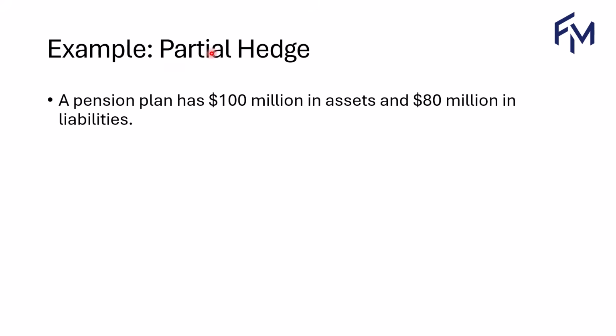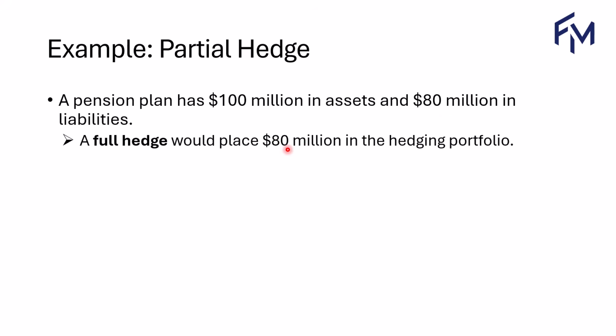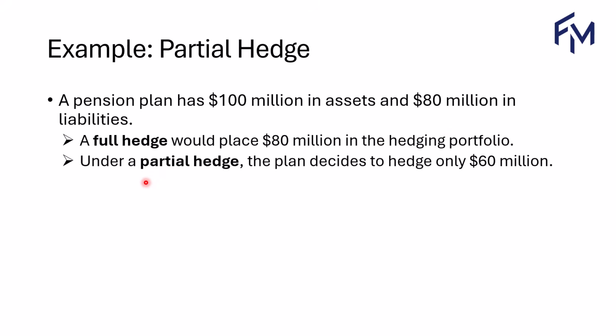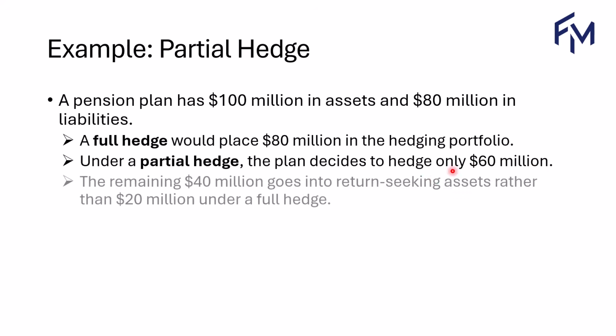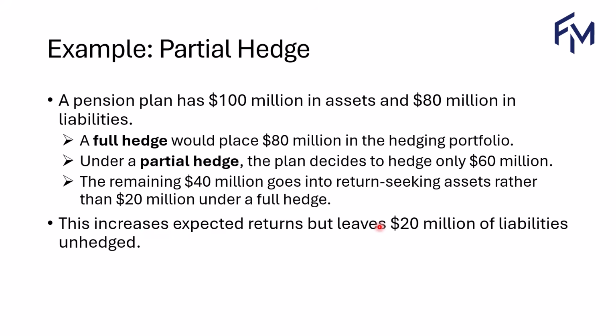In this example on partial hedge, the pension plan has $100 million in assets and $80 million in liabilities. A full hedge would place all $80 million in the hedging portfolio. Under a partial hedge, the plan may choose to hedge only $60 million. The remaining $40 million is invested in return-seeking assets instead of $20 million under a full hedge. This approach raises expected returns, but leaves $20 million of liabilities unhedged.